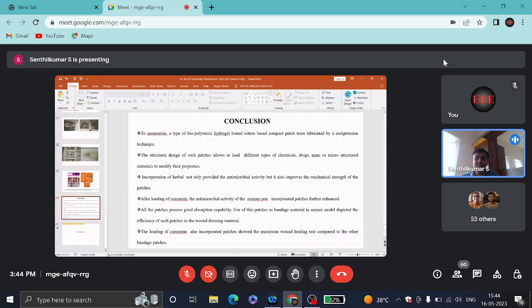We used the patches as a bandage material in the animal model, to show the efficiency of such patches as wound dressing material. The curcumin-loaded patches showed the maximum wound healing rate compared to the other bandage patches. So this is our result.